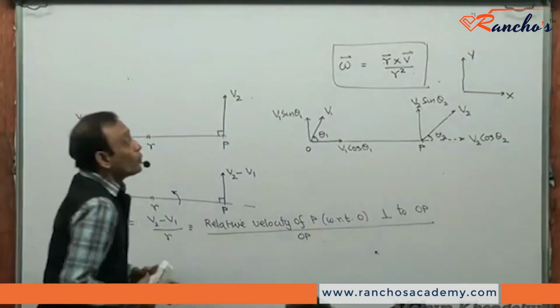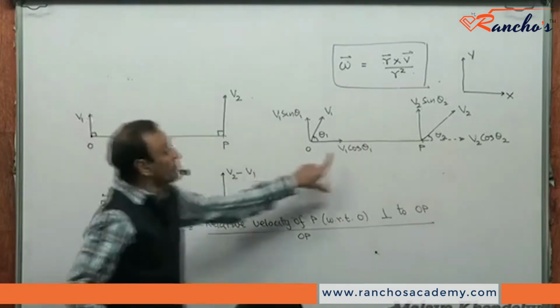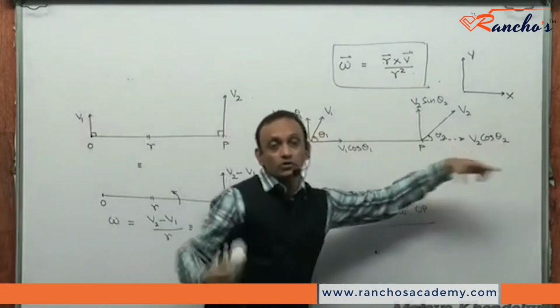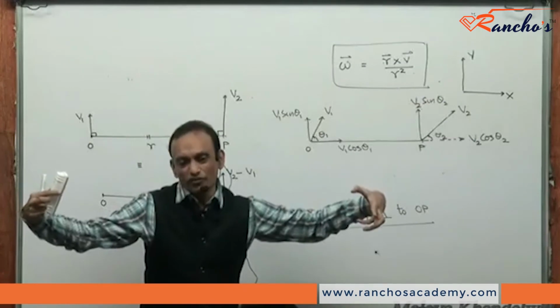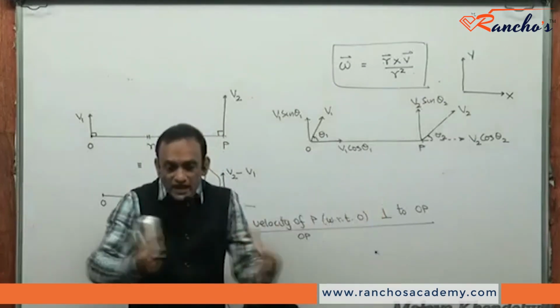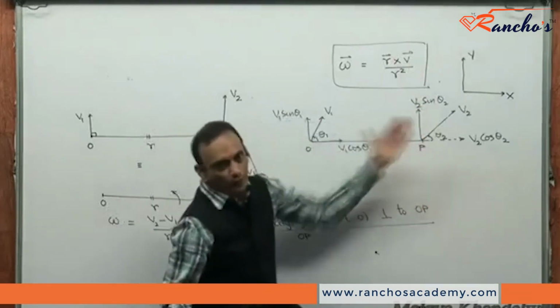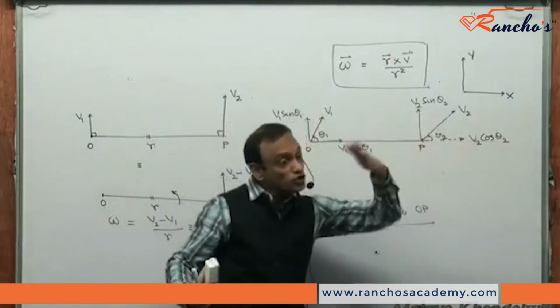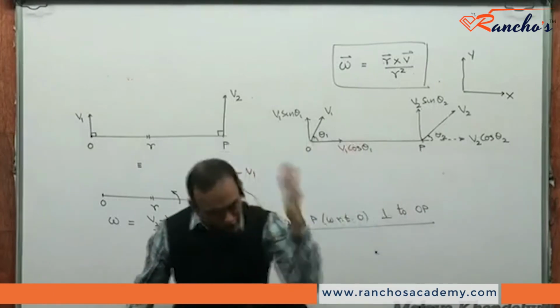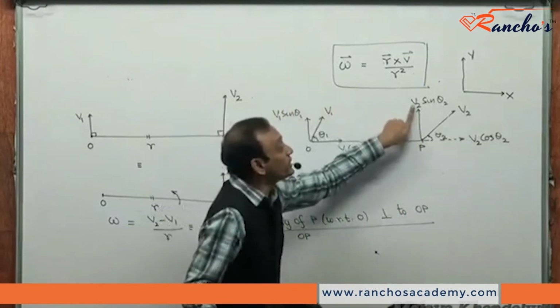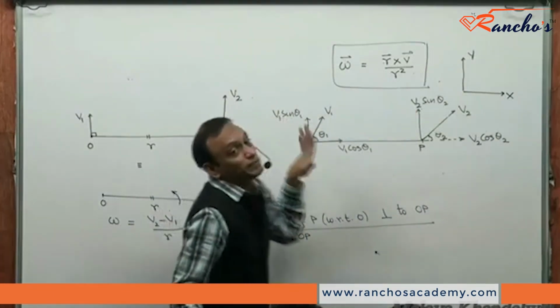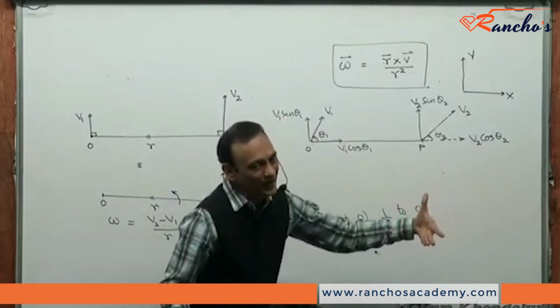Right? Now, very clearly, V1 cos theta 1 and V2 cos theta 2 does not result in reorientation of OP, right? It only results in change of separation between O and P, but not rotation of OP. These two velocities will not cause OP to reorient or rotate. It is only components perpendicular to OP that participate in production of omega.